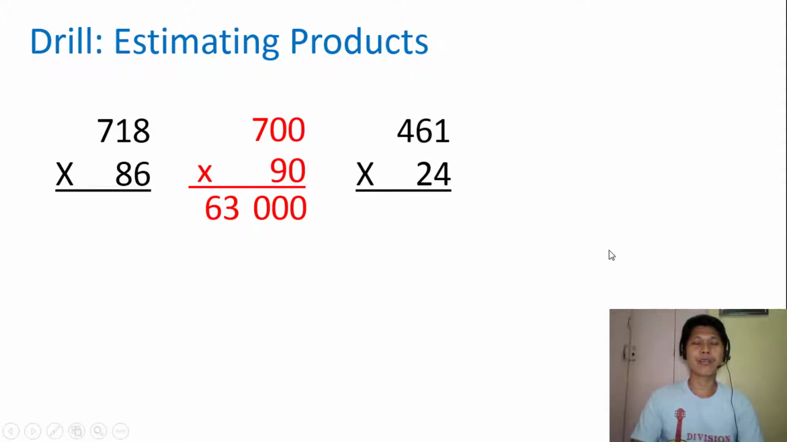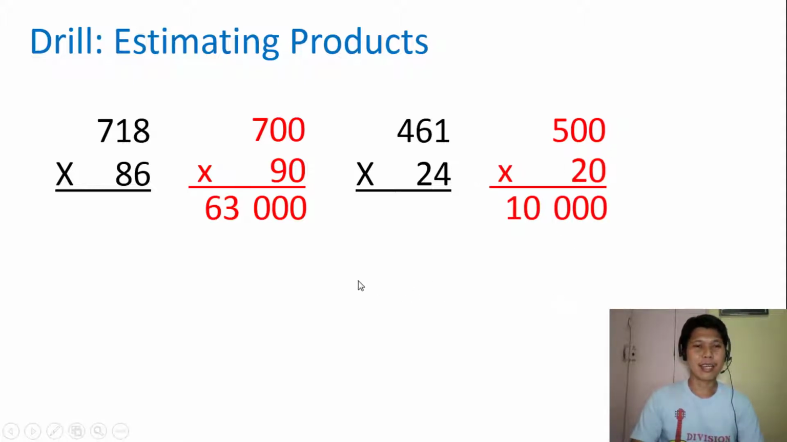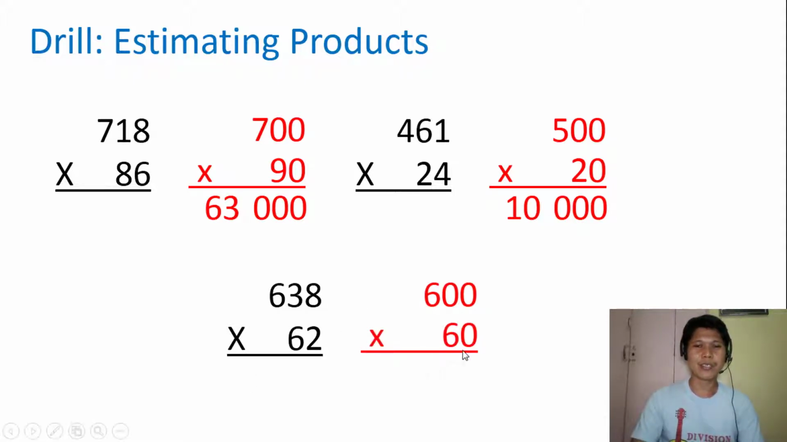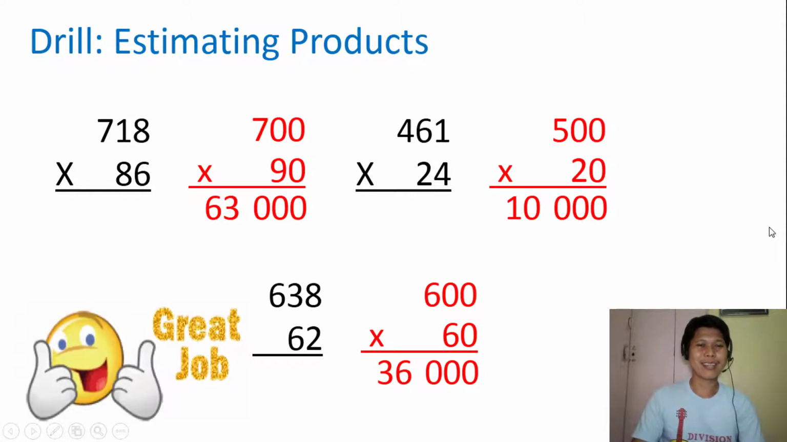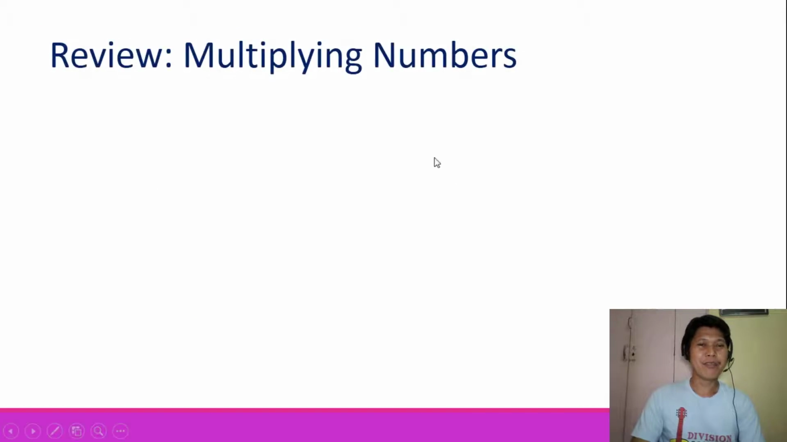461 times 24. Okay, so it is 500 times 20, which is 10,000. Another one, 638 times 62. Okay, so this is 600 and this is 60, so 36,000. Great job. This time we'll have a review in multiplying numbers.